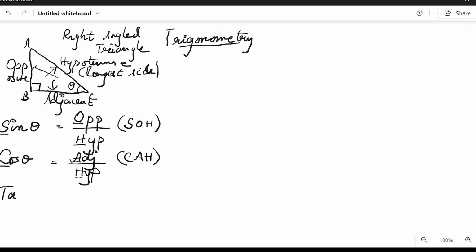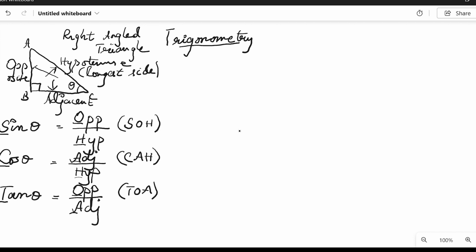Third one, there is one more ratio which is called tangent, shortly called tan theta. If you want to find the tan theta ratio, it is nothing but opposite over adjacent. So shortly remember this as TOA. We call it TOA.